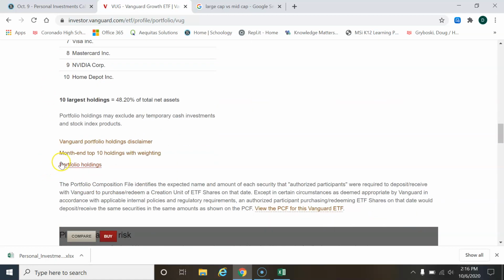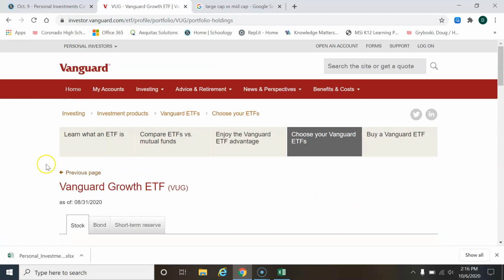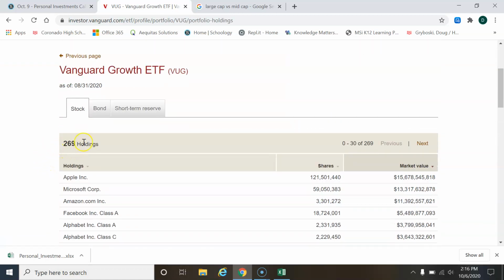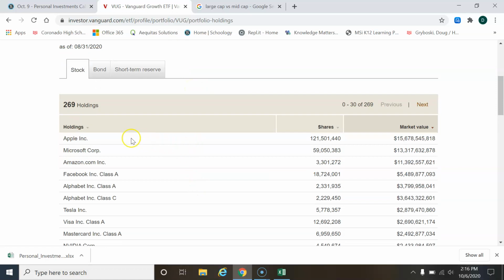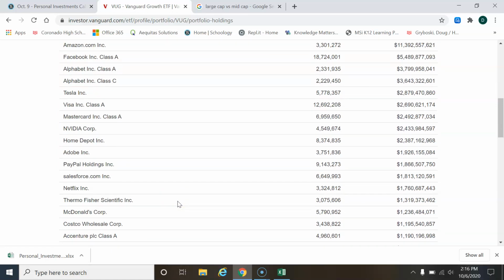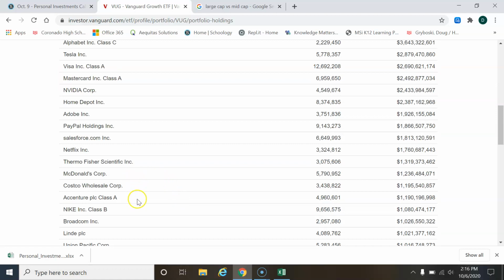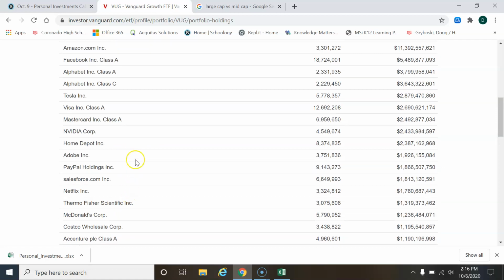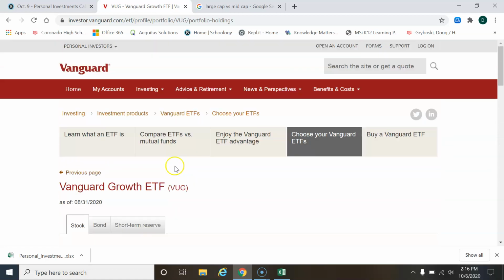But I want to show you the total. And it looks like there's 269 companies in this particular stock. So if I bought VUG, this ticker symbol, then I'd be buying a little bit of every single one of these companies. Pretty cool. So you recognize most of these. Nike, Costco, McDonald's, Netflix. Look at that. And so that's the beauty of buying these.